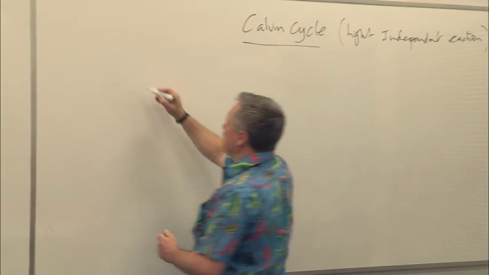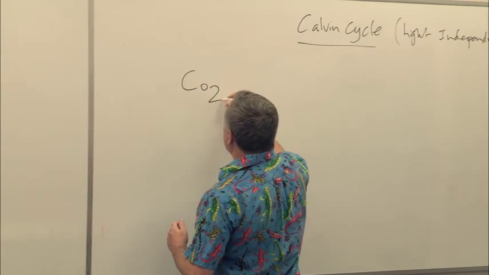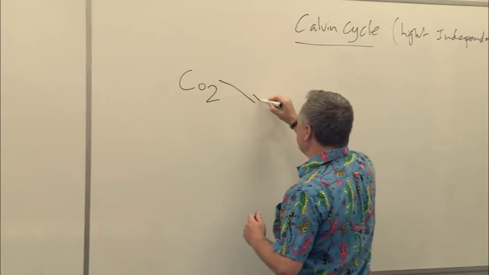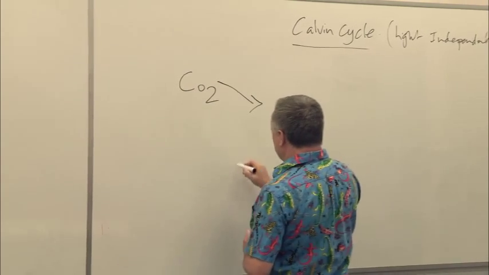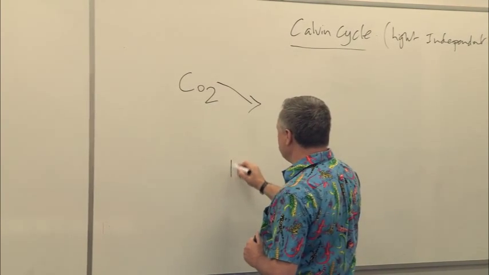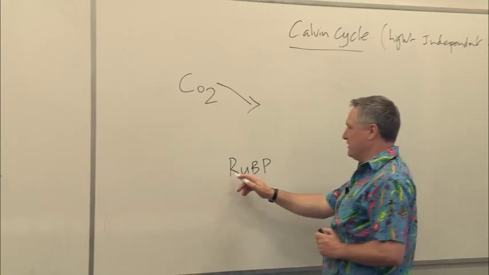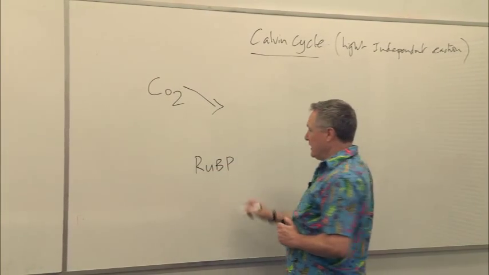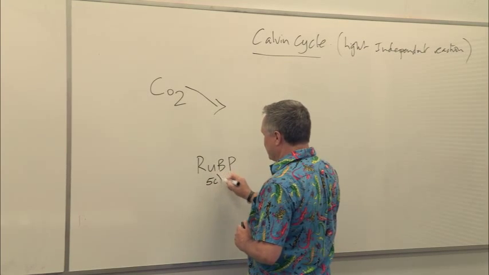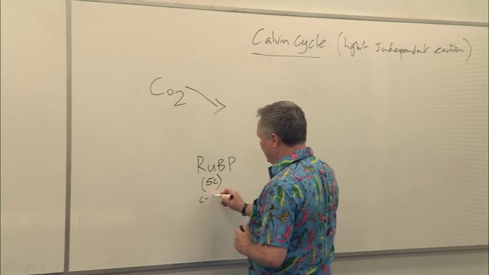And the very first thing we have is the carbon dioxide coming in from the atmosphere. So here you have CO2 coming in, and you've got this compound. I'm just going to do it, ribulose bisphosphate, and that's just its acronym, okay? And that's a 5-carbon, so it's got 5 C's in the molecule, right?